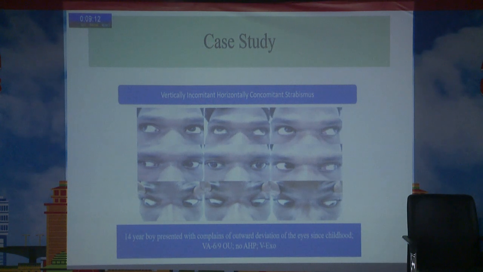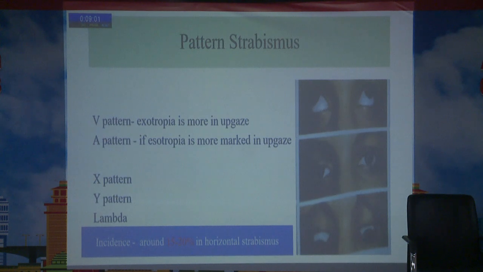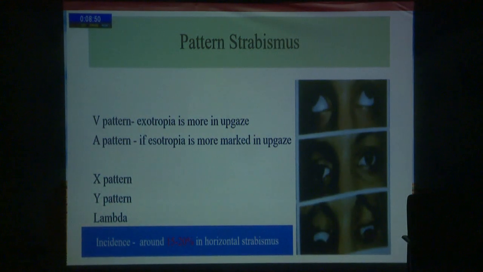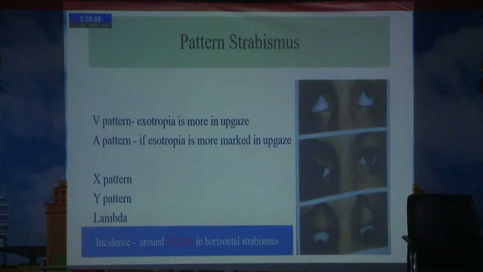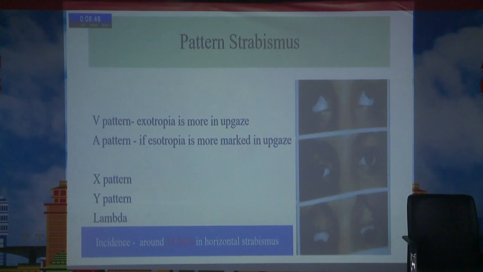So what is basically this patent strabismus? It's a horizontally concomitant strabismus with a vertical incomitance, which is put as a pattern like A or V pattern, which is quite common. The incidence is around 15 to 20% in horizontal strabismus. If you see this case, you have a V pattern, where exotropia is more in the up gaze, and in A pattern, esotropia is more marked in the up gaze. Now you have other patterns like X pattern, Y pattern, and lambda pattern.